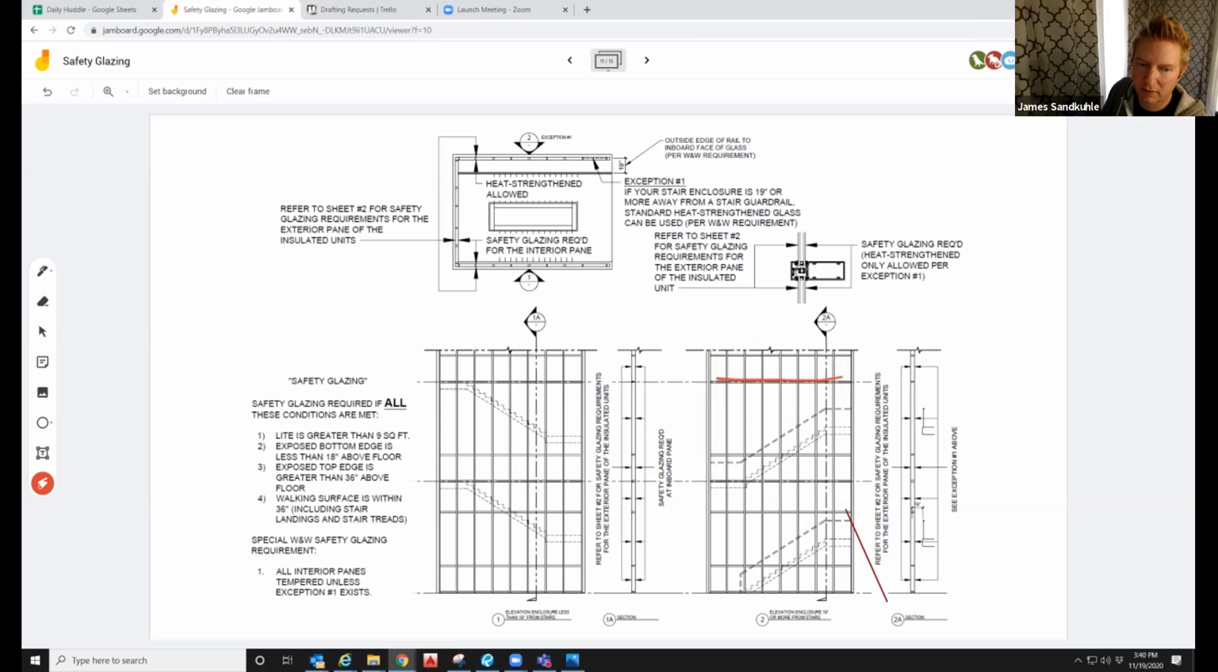But it's one of those things that maybe you guys decide in your project meeting. But if you look at, let's see here, where are we? So this section 1 is through here. So we selected all inboard panes to be safety glazed.